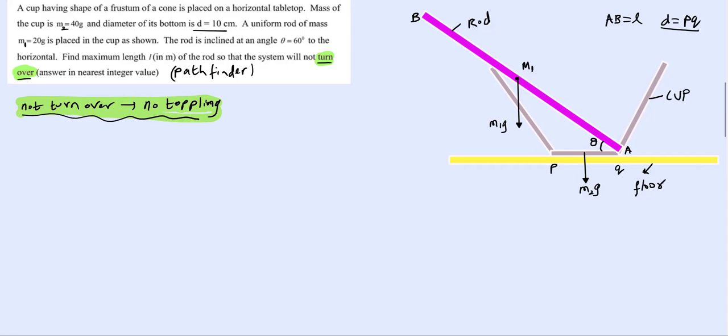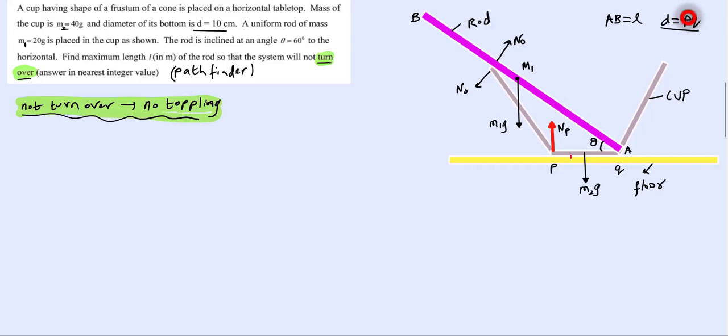Then there will be a normal contact between the cup and the rod. Call that, say, N naught. Similarly, on the cup, N naught. Then the normal reaction will pass through the point P by the ground, by the floor.